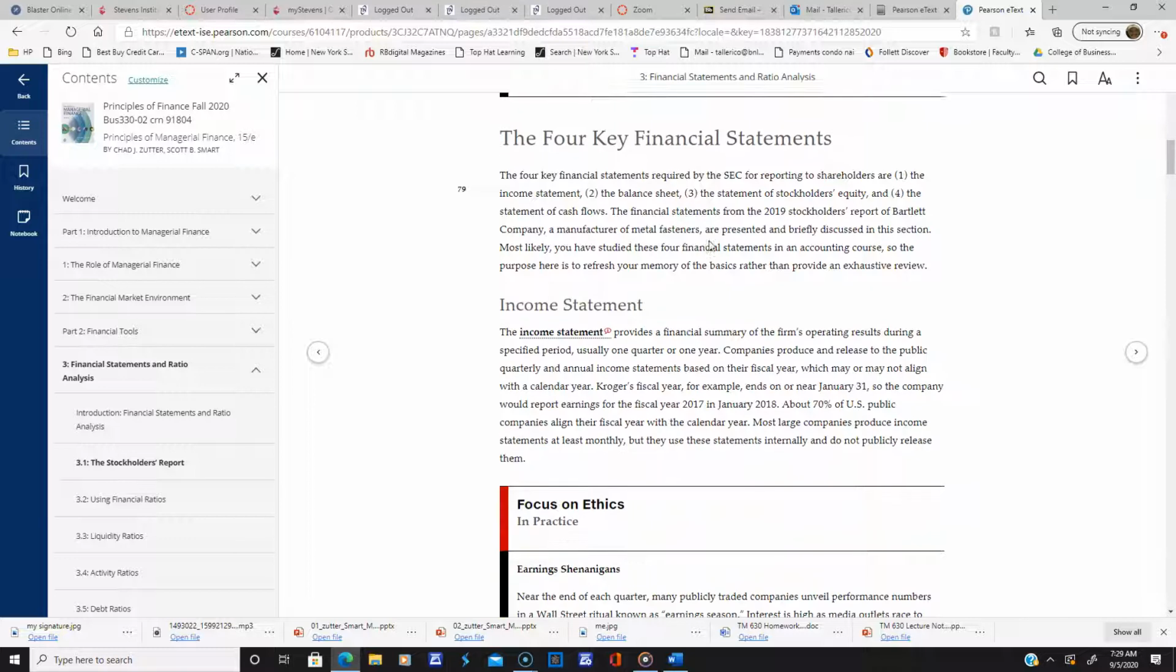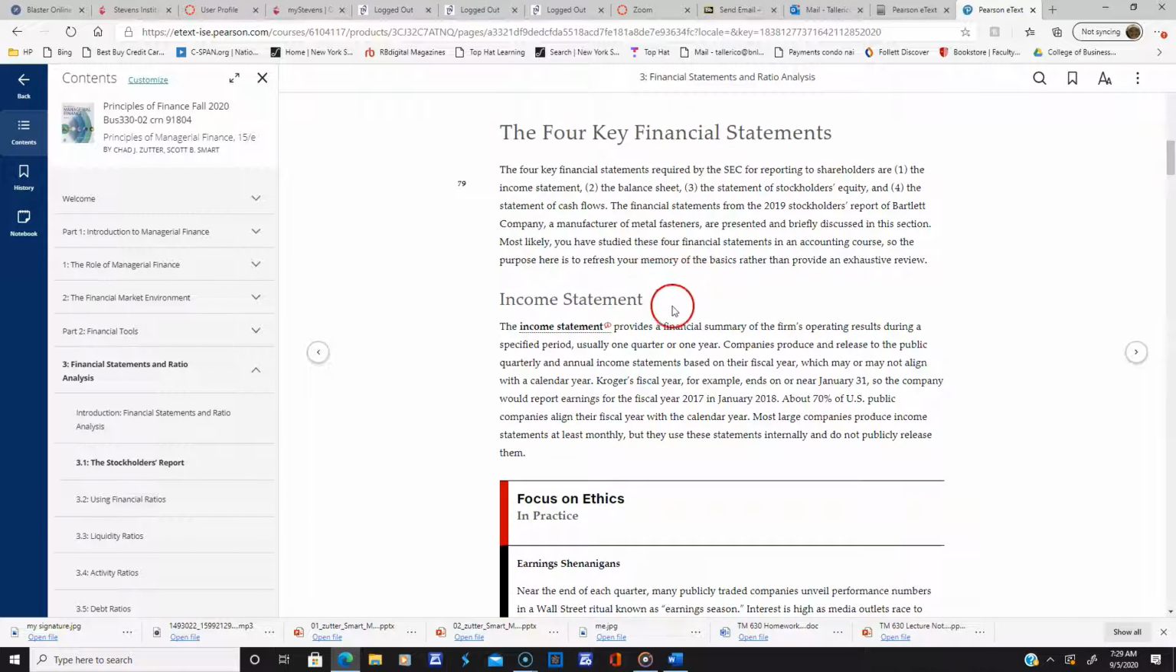Okay, so the first one we're going to look at is called the income statement, okay? And this basically will give you a financial summary of the firm's operating results during a specified period. And they usually do them as a 10-K and a 10-Q, right? Usually 1 quarter or 1 year.